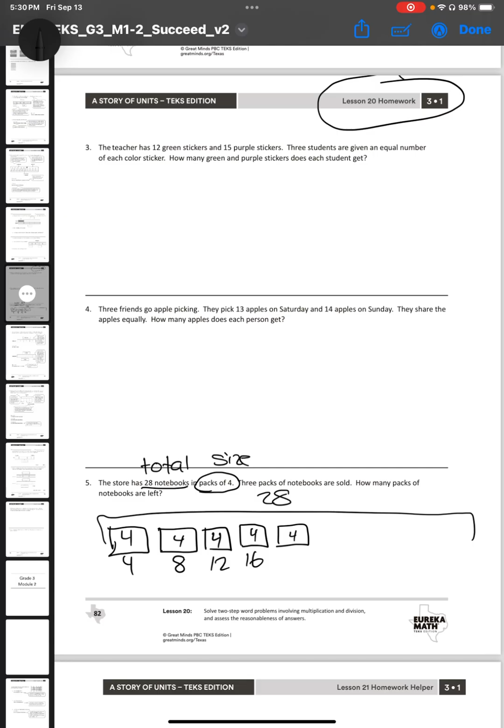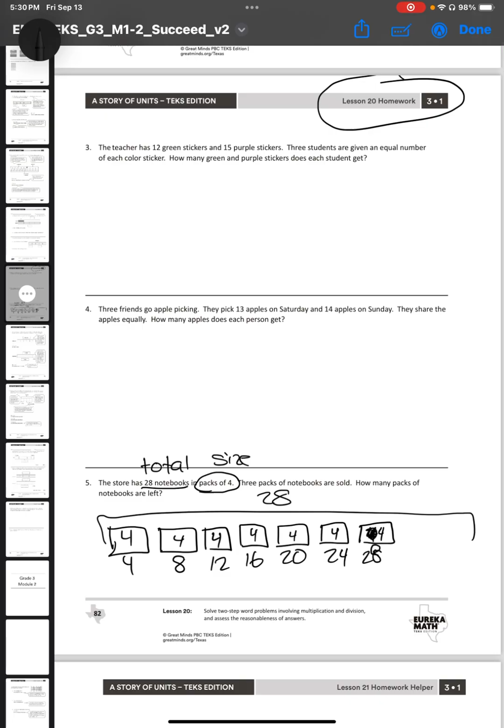Another pack of 4 will give me 20. Another pack of 4 will give me 24 notebooks. And another pack of 4 will give me 28 notebooks. That is a 4. Oh, that's a terrible 8. There we go. I've redeemed myself a smidge, but not much, I fear, with that 8.